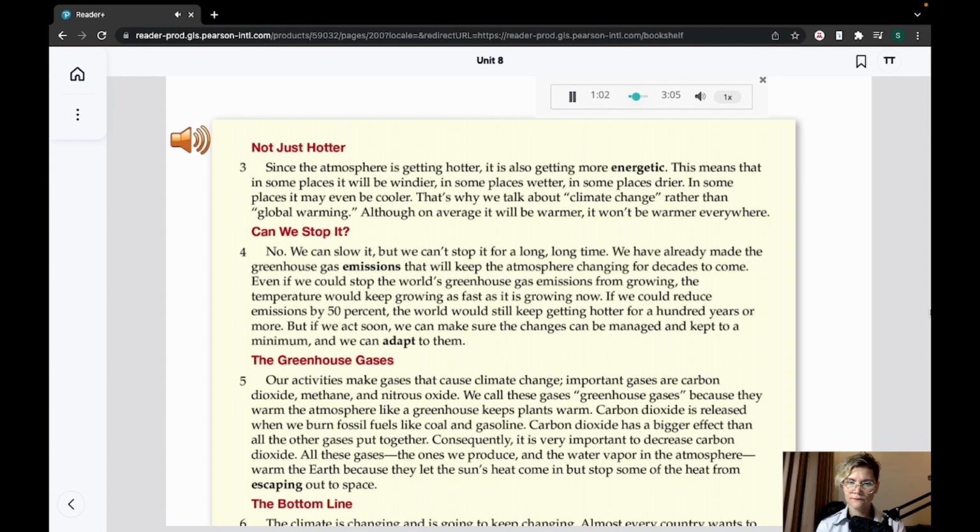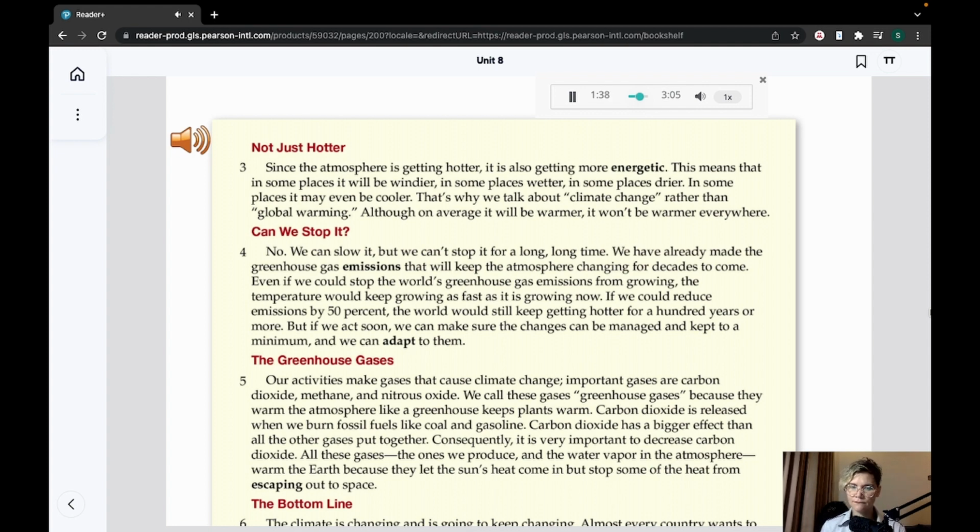Even if we could stop the world's greenhouse gas emissions from growing, the temperature would keep growing as fast as it is growing now. If we could reduce emissions by 50%, the world would still keep getting hotter for 100 years or more. But if we act soon, we can make sure the changes can be managed and kept to a minimum, and we can adapt to them.